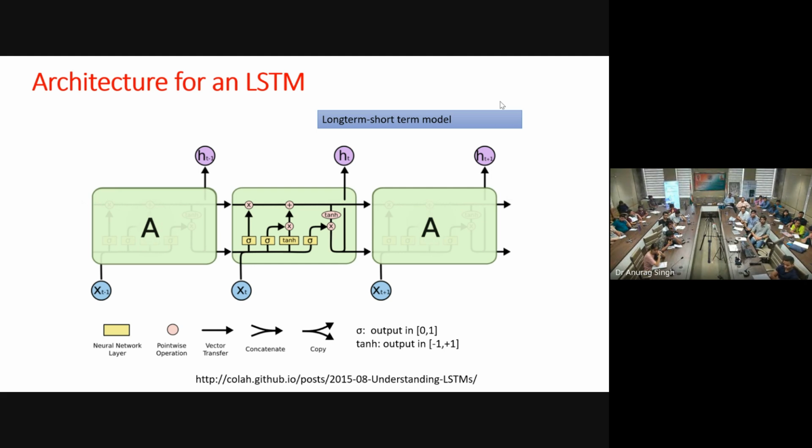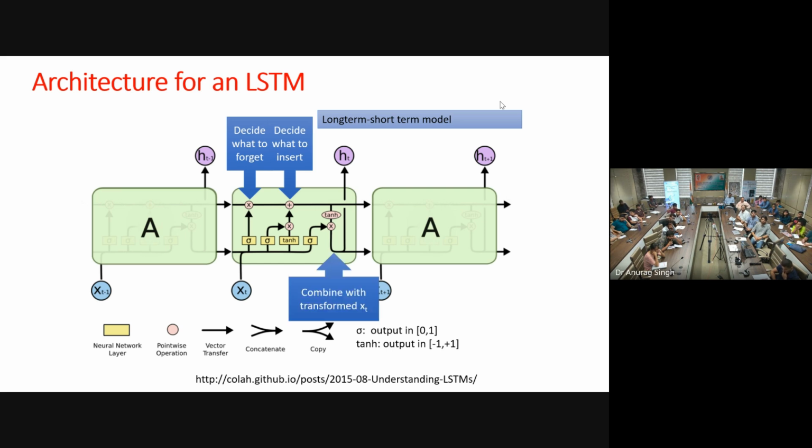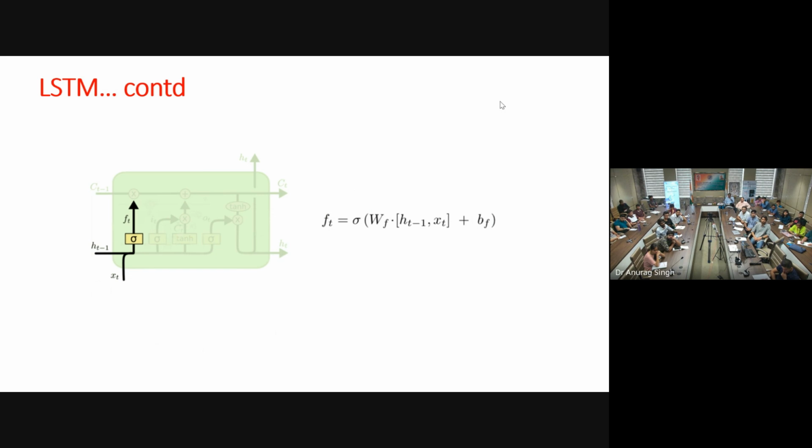And how are you able to change this information? This part is doing the job of what to forget, which content you need to forget. And then it is important what to insert. Then you need to combine this with the transformed x t, because you are getting some input at time t, which is given by x t. So see how you are going to do the job of forgetting.